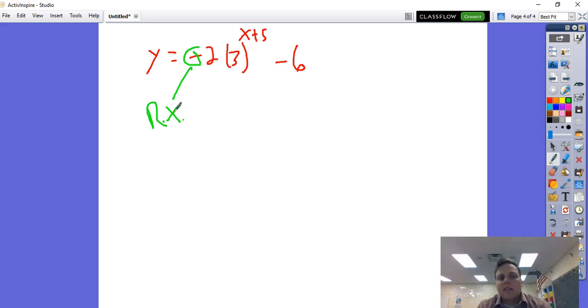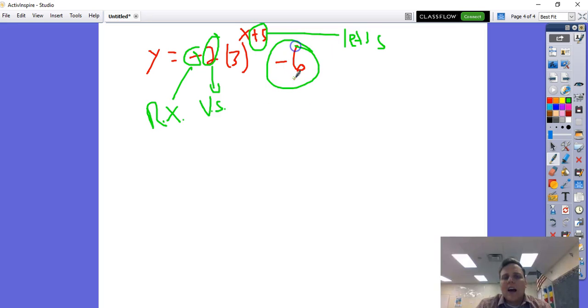Rx, reflects x-axis. This 2 right here is my a value, guys. That's very important. It is not your base. 3 is your base because it has the variable exponent. 2 is your a value. Since it's bigger than 1, that represents a vertical stretch. 3 is just your base. Other than telling me it's a growth, it means nothing as far as transformations go. Plus 5 is with the x, so that means left 5. And then this minus 6 is outside the function, so that means down 6.